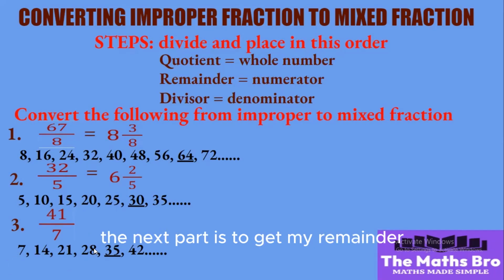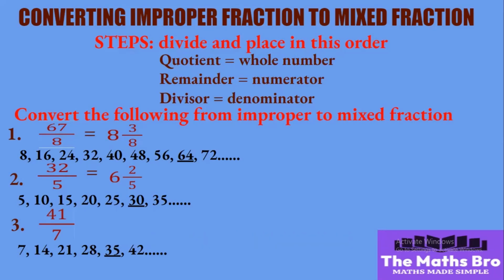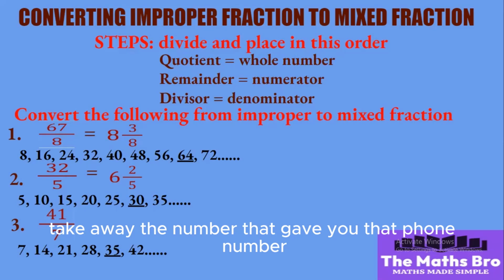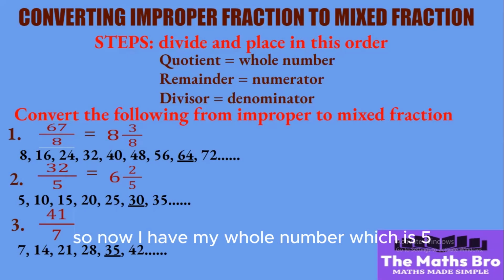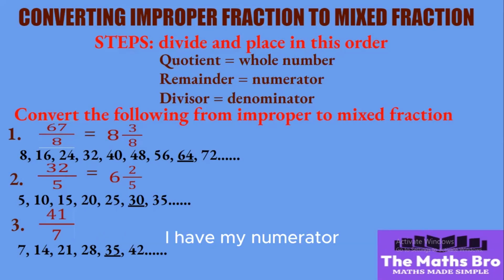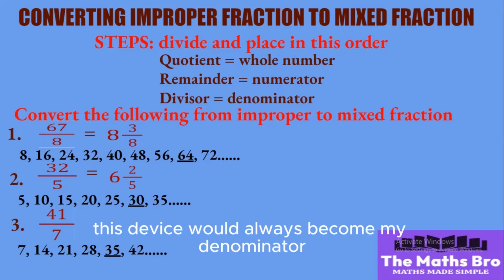The next part is to get my remainder. And remember, to get your remainder, you take away the number that gave you that whole number from the number you divided. So in this case, I take away 35 from 41. When I do that, my remainder is going to be 6. So now I have my whole number, which is 5. I have my numerator, which is 6. And this divisor would always become my denominator.